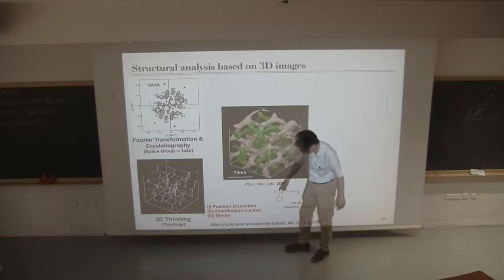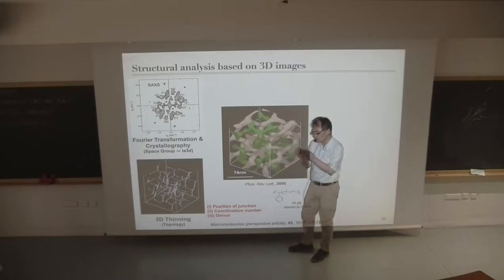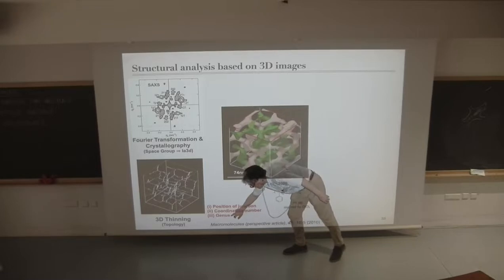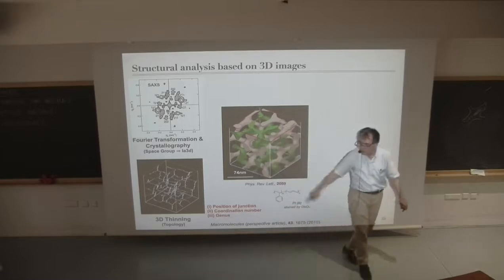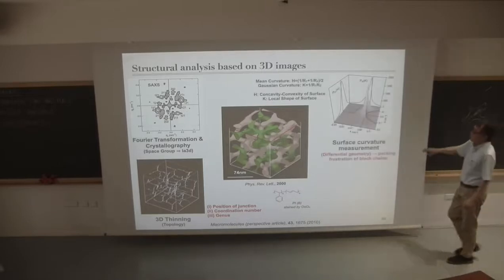And from that, you can actually measure the position of the junction, and if you find the junction, then you can measure how many branches are coming out from the junction, and you can determine a topological measure like genus. I will come back to this.